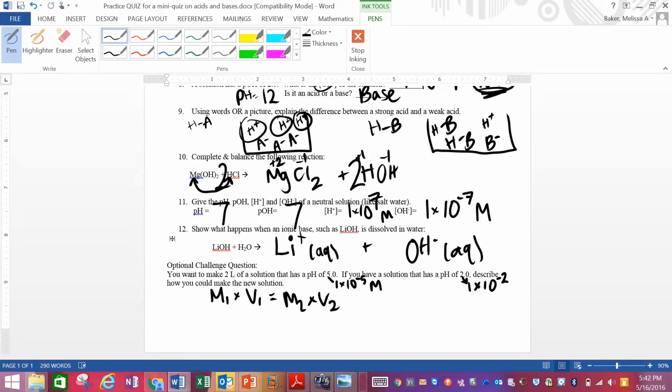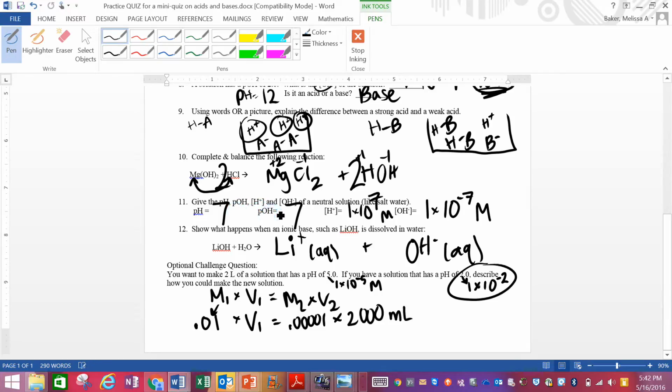So molarity 1. Let's make this the stock solution. So we've got a 0.01 molar solution. We don't know how much of it we need yet, but we know we want a 0.00001 molar solution, and we want 2,000 milliliters of it. I changed liters to milliliters for the dilution question. You don't have to. Now I'm going to divide both sides by 0.01 to get V1 by itself. V1 is 2 milliliters.